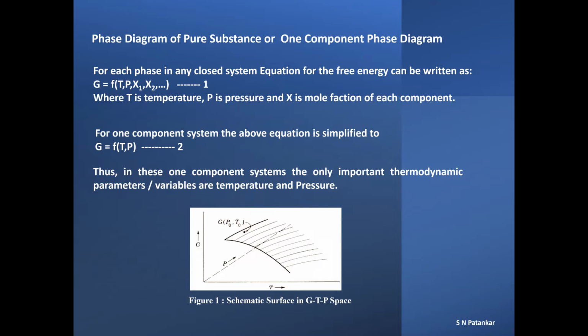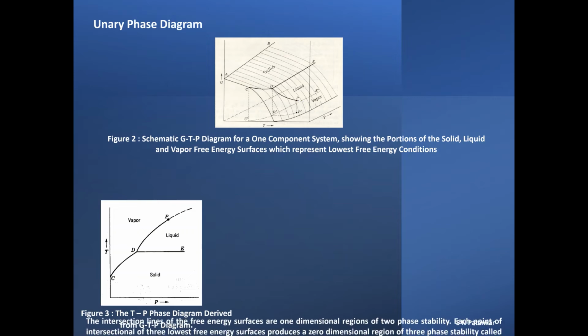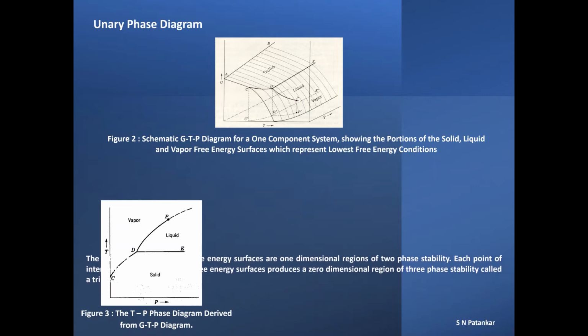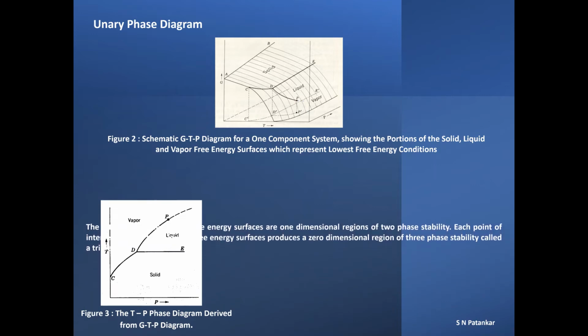For one component system, the free energy equation becomes simplified as seen in equation 2. So for a one-component system, the free energy associated with the phase is a function of temperature and pressure. Thus in these one-component systems, the only important thermodynamic parameters or variables are temperature and pressure. Figure 1 shows the schematic surface in the GTP space generated using the free energy for the phase. Figure 2 is a schematic GTP diagram for a one-component system, showing the portions of the solid, liquid and vapor free energy surfaces which represent lowest free energy conditions.